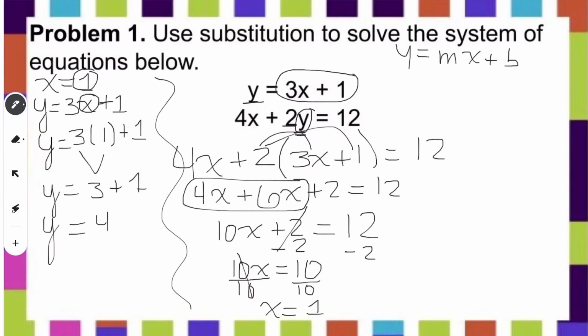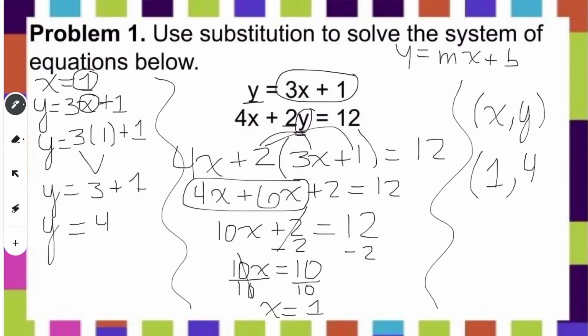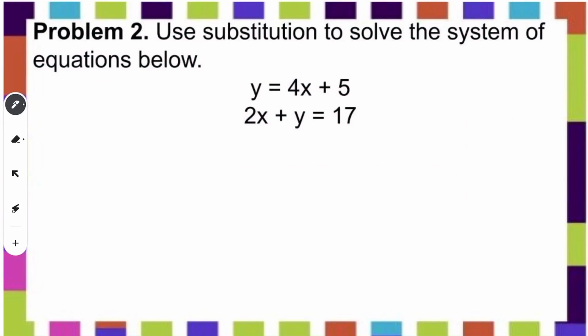So remember, guys, when they're asking you to solve a system of equations, they're asking you for a specific point where the two lines will intersect. So we want our answers to be in the form of an ordered pair. Ordered pairs always come in the form x comma y. So our solution to the system of equations is the point 1, because our x is 1, comma 4, because our y is 4. That's our solution.